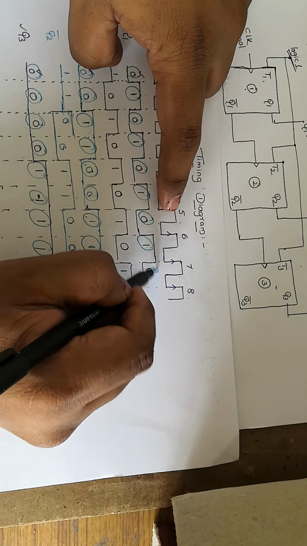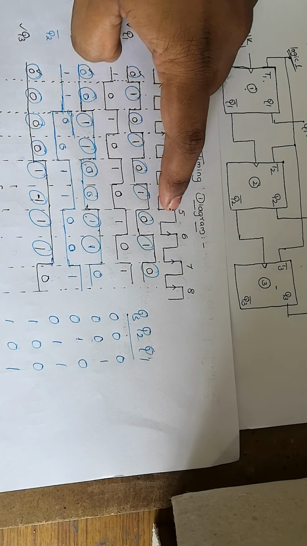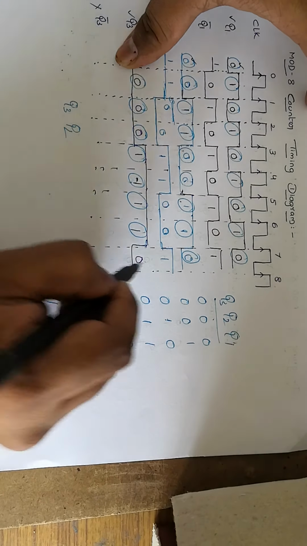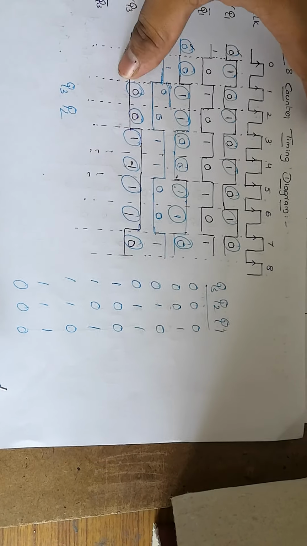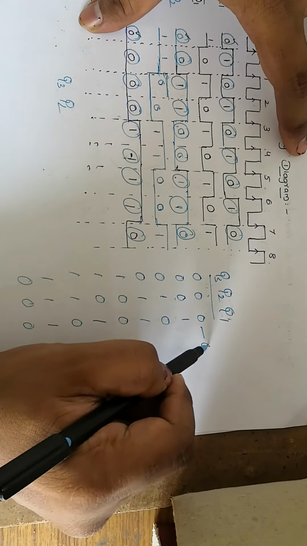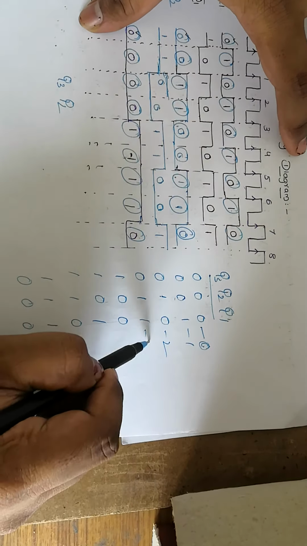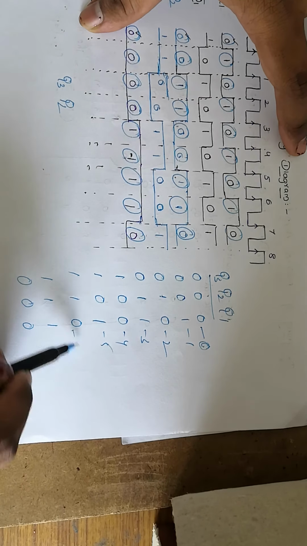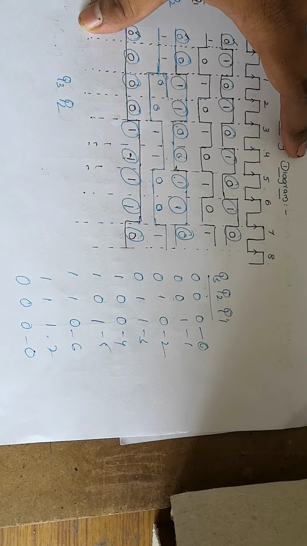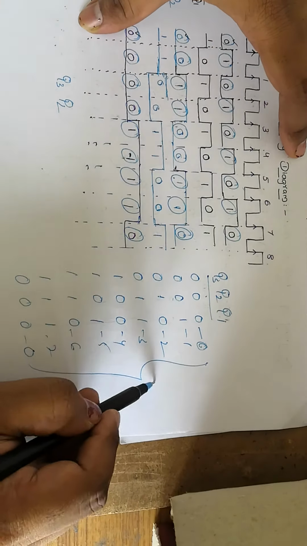At the seventh clock pulse, 0, and this is 0, and this is 0. See, totally how many states occur? Initially it starts with 0, and then 1, 2, 3, 4, 5, 6, 7. After completion of 8 states, again it returns to 0. So the total number of states is 8.